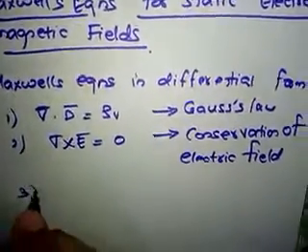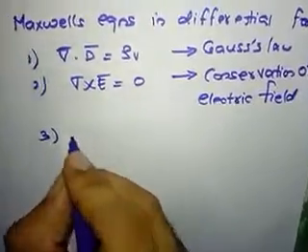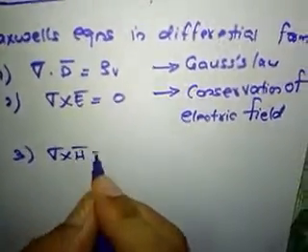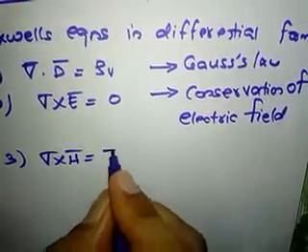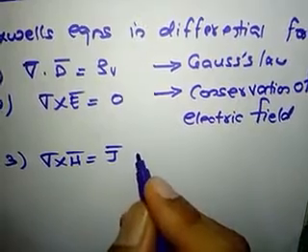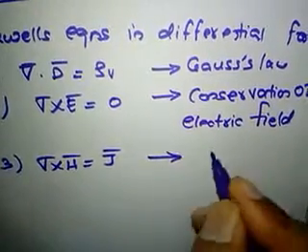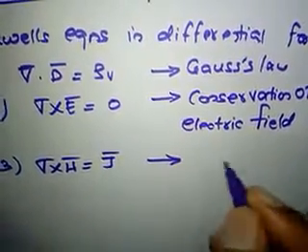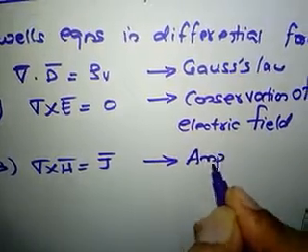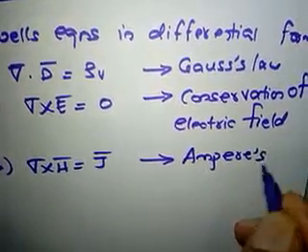Third equation, del cross H bar is equal to J bar. This equation we have recently come across. This is Ampere's circuital law.